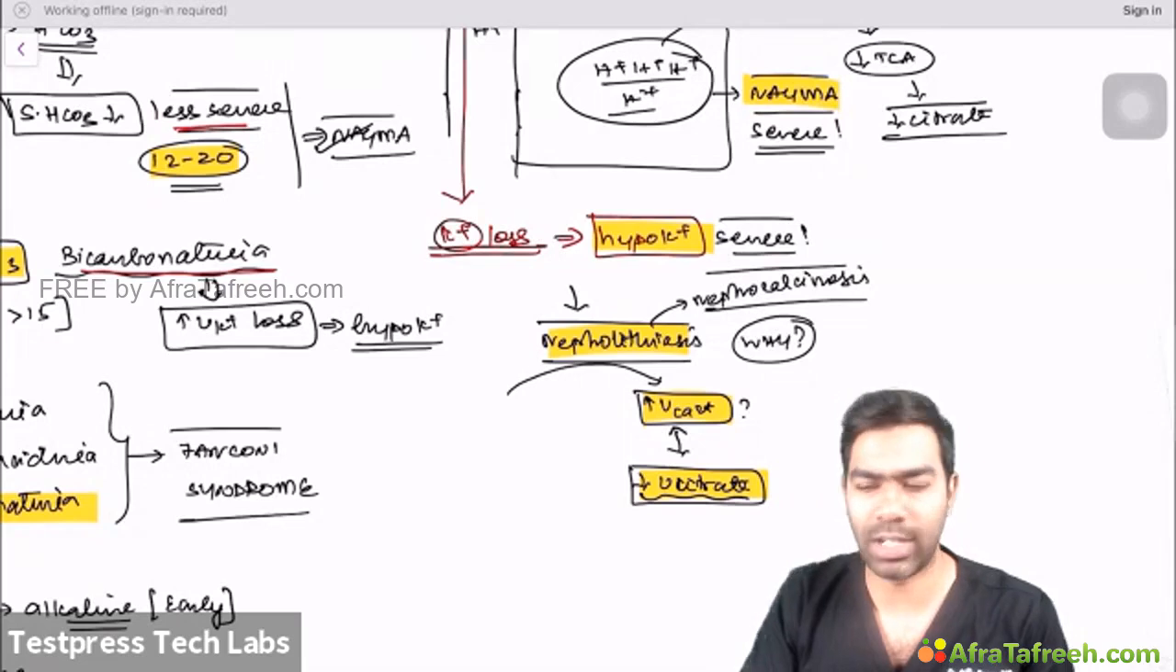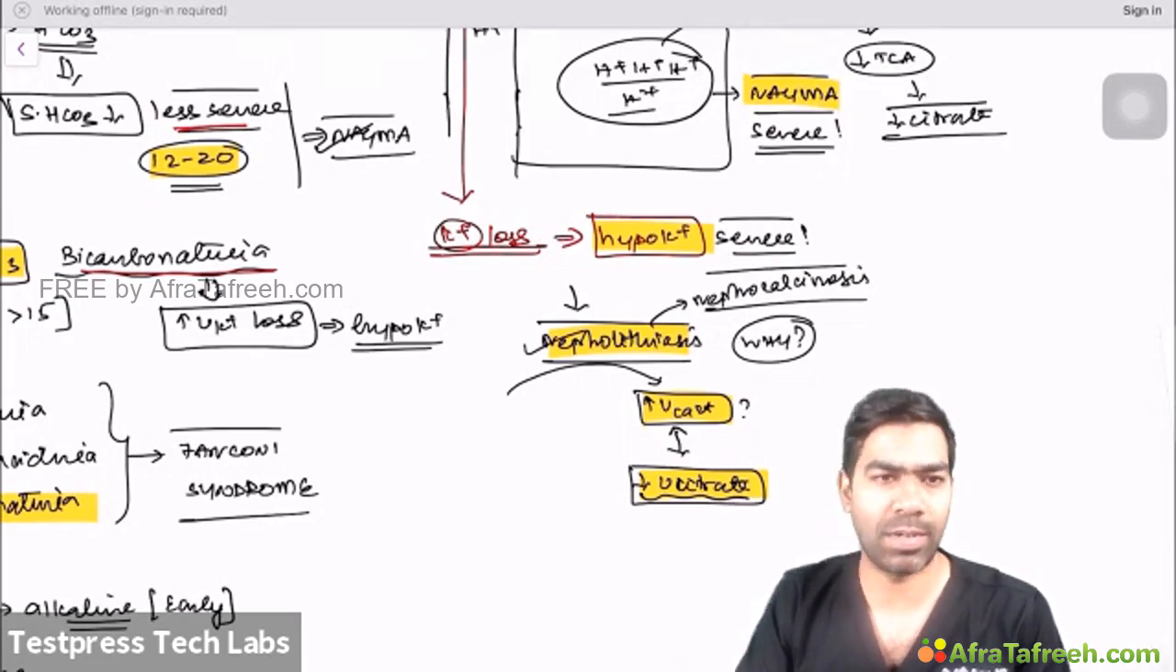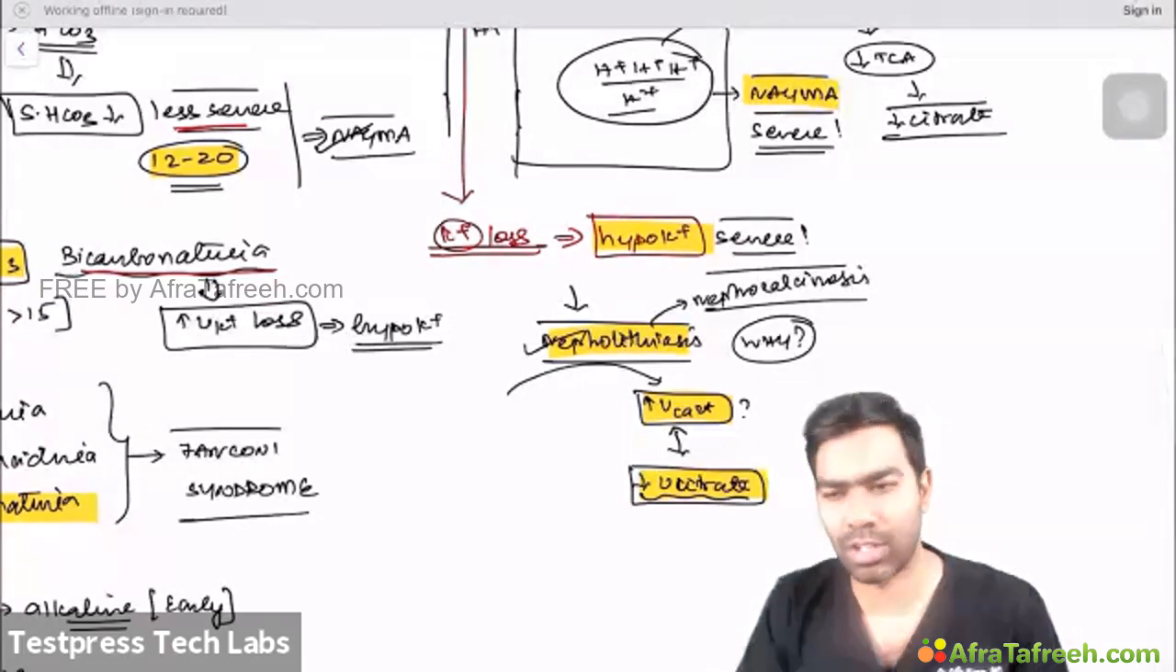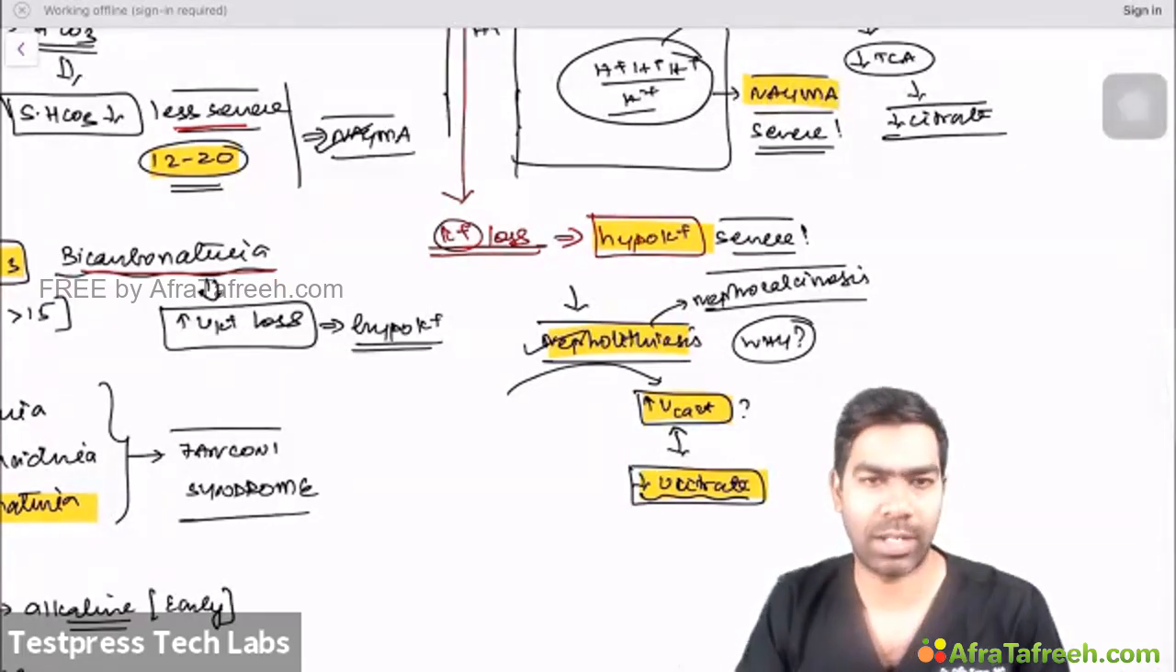That is why low citrate is the main reason for increased free calcium. Increased free calcium is the main reason for getting nephrolithiasis. And this is typically going to happen in the setting of a distal RTA. Very important point: this is not a finding of a proximal RTA by any means.